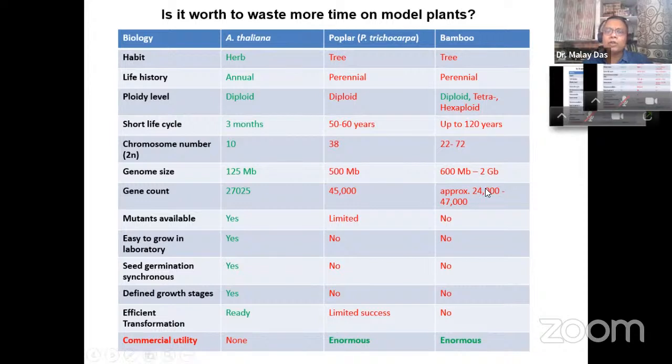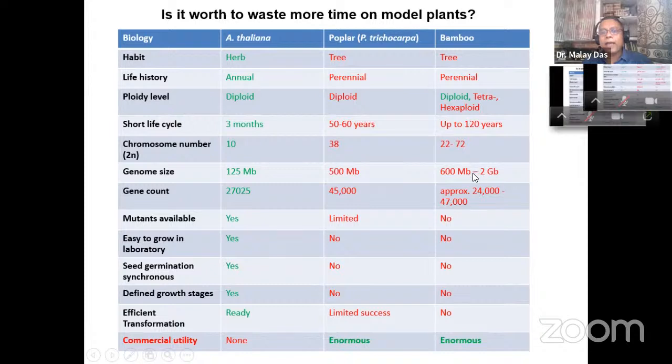So that is my plant group, bamboo. As you see in this cartoon, it has a tree-like habit, it's perennial, and the ploidy level varies from diploid to hexaploid. The life cycle can be extended up to 120 years. The chromosome number is quite variable, from 22 to 72.